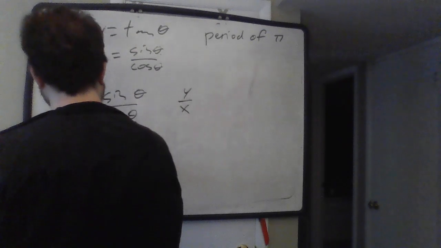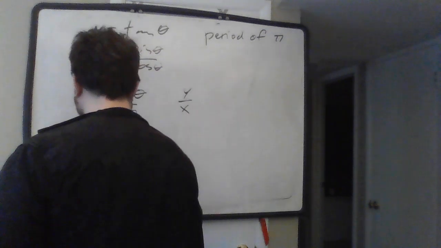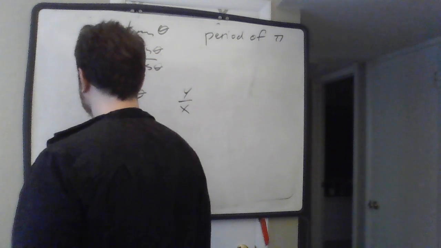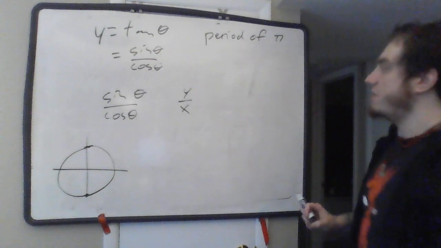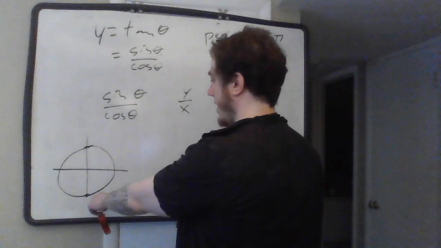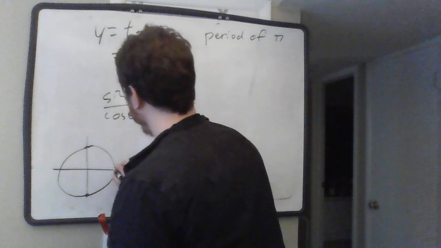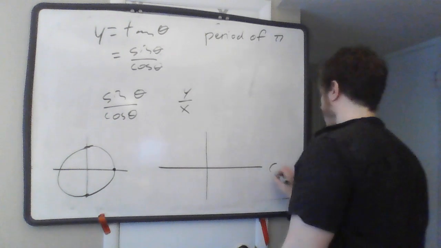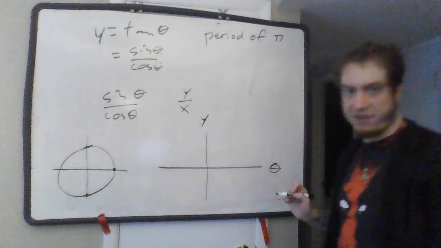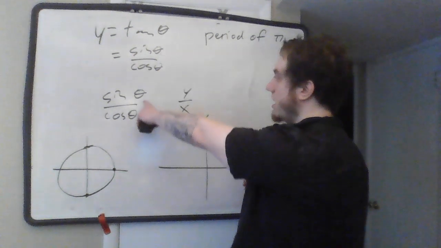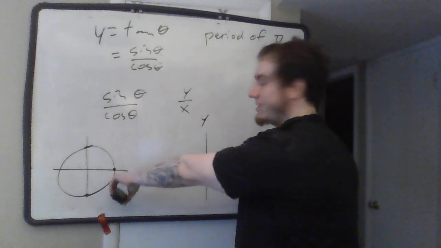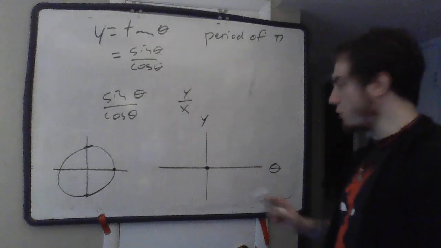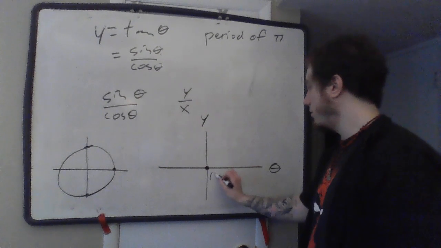So if we sketch a quick unit circle here, we can see what is going to happen at this point here, at an angle of 0. So let's make our theta versus y graph here. At an angle of 0, the sine divided by the cosine is 0 divided by 1, or 0. In other words, this thing is going to go through 0, 0.